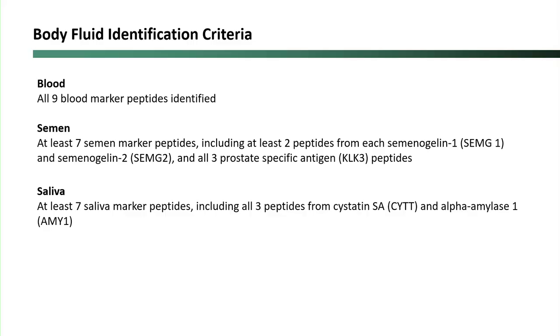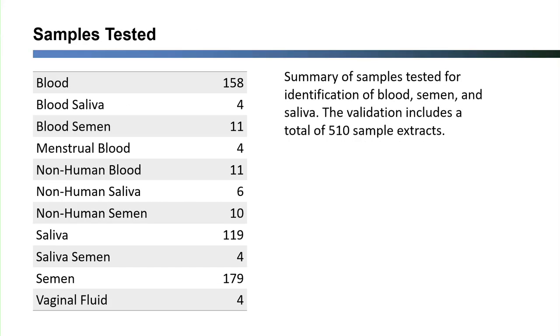For blood, we're going to require all 9 of the peptides we're targeting to be present in order to say we've got blood in the sample. For semen and saliva, it's a little bit different just because those body fluids are much more variable, individual to individual. The total protein that you get and the proteins relative to each other tend to vary a lot, and so our requirements for identification do reflect that. And so we're looking at a minimum of 7 marker peptides for both, plus some specific requirements for how many peptides need to be present from each protein. And that still gives us plenty of information to say for sure that we've got that body fluid in question.